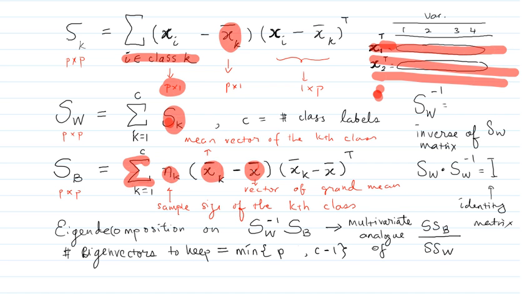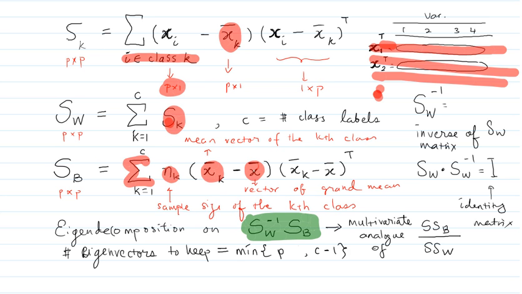So we find the quantity S. You take the inverse of SW multiplied by SB. This is a multivariate analog of SSB divided by SSW, and it is of dimension P times P. So then it's a square matrix, and from this square matrix, we perform eigen decomposition to obtain the eigenvalues and the eigenvectors.